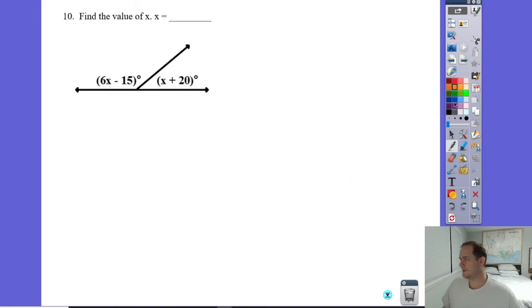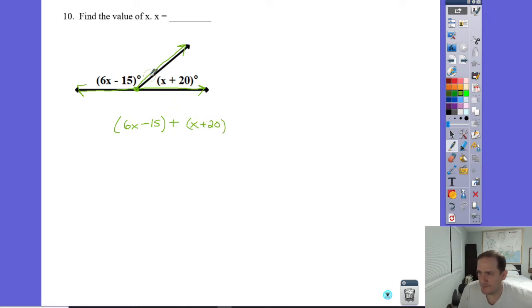Okay, looking at these angles, you may recall that these angles share a vertex. They share a common ray. So these are a linear pair, and linear pairs are supplementary. So this time I can take the 6x minus 15, and I'm going to add the other one to it, x plus 20. Because they're a linear pair, they must be supplementary. That means they have to add up to 180.